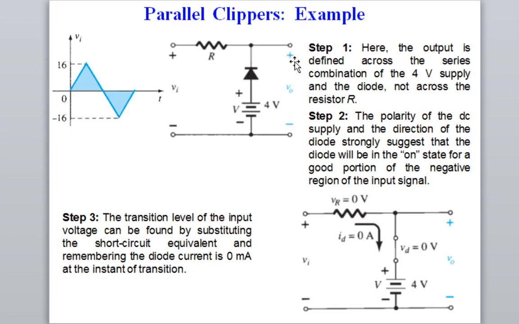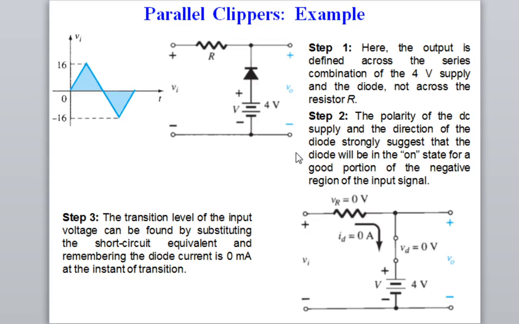First, as I explained earlier, you have to find where the output voltage is defined, at what point. In this case, the output voltage is defined across the diode and power supply, across both. You have to find the output voltage across here.